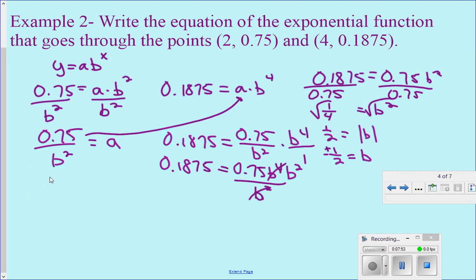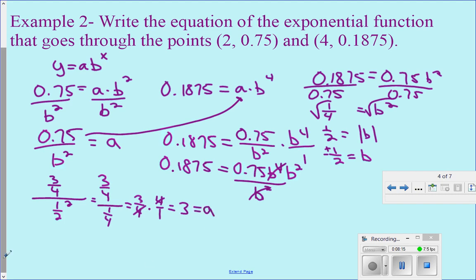So I know 0.75 is 3/4, and I know that b squared, I'm putting 1/2 in and squaring it. So that's 3/4 divided by 1/2 squared, which we know is 1/4. So that's 3/4 times 4/1, and we know that equals 3. So a is 3. Now that I have a and I have b, I have my equation.